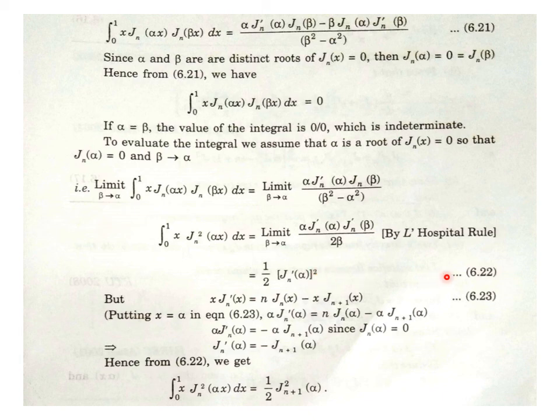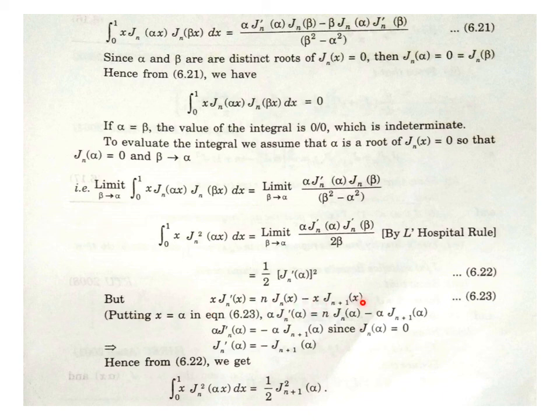We are almost there, but we are using one very important equation to complete the derivation, that is equation 6.23, and that equation will be derived in the next lecture because it is a recurrence relation for Bessel's function. Here you must remember that it's a recurrence relation which we will derive in the next lecture, and using this recurrence relation of Bessel's function, the derivation of the orthogonal property will be completed.